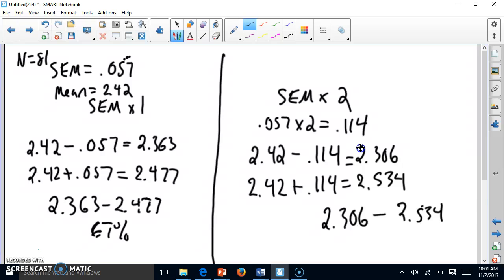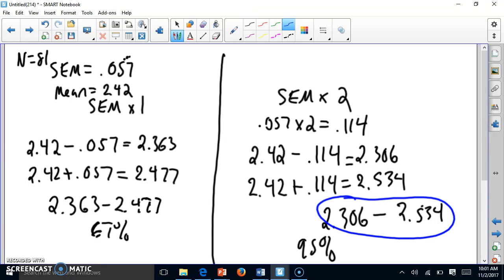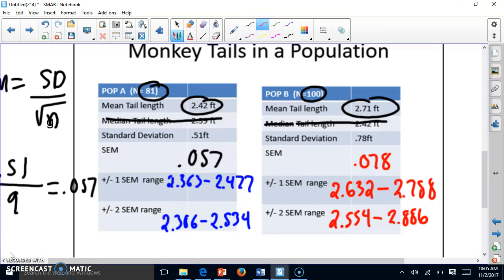is there is a 95% chance that the actual mean is between those two values. Notice that this range here, for the 95% confidence, is much, much larger than this here. So, what I did here is I wrote in our SEM range for the population A, and I'm not going to show it to you.